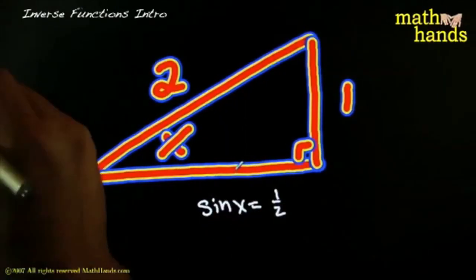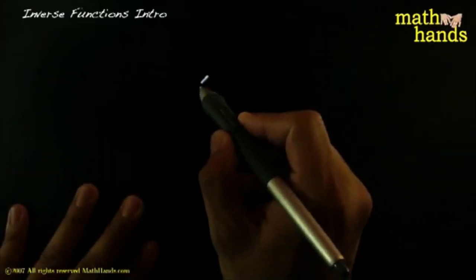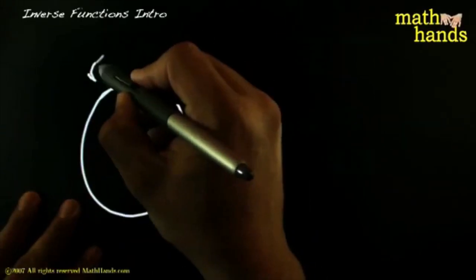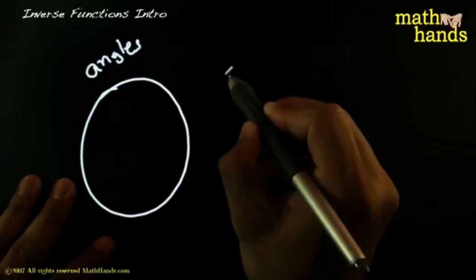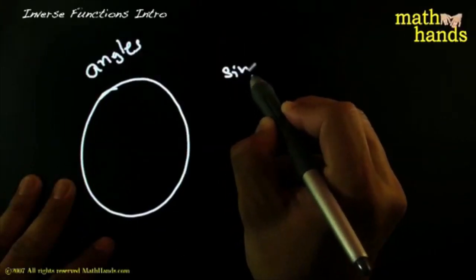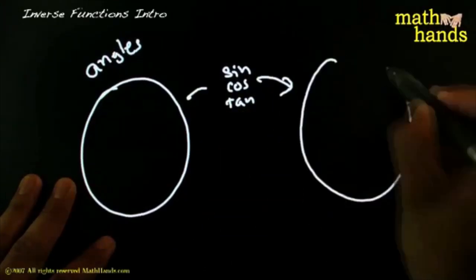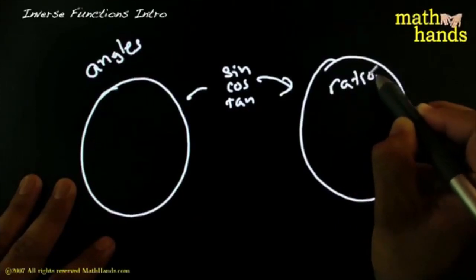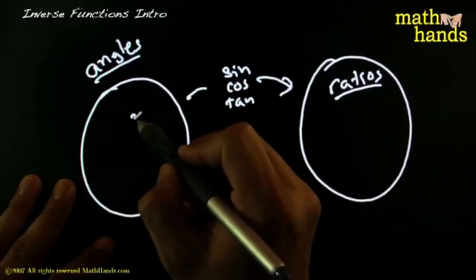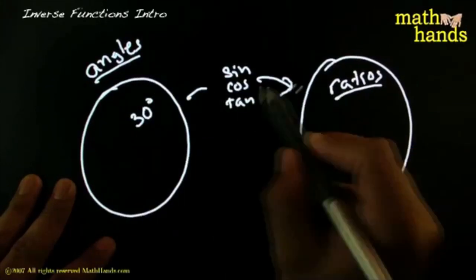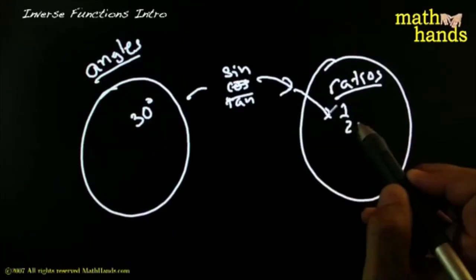The idea is that here's an abstract look at the trig functions. Their domain is angles, all sorts of angles. And the trig functions, for example, sine or cosine or tangent or all the other ones, what they do is they give you ratios. So you put in angles, for example, 30 degrees, and you go through the sine, and that would give you 1/2. The ratio is 1 to 2.